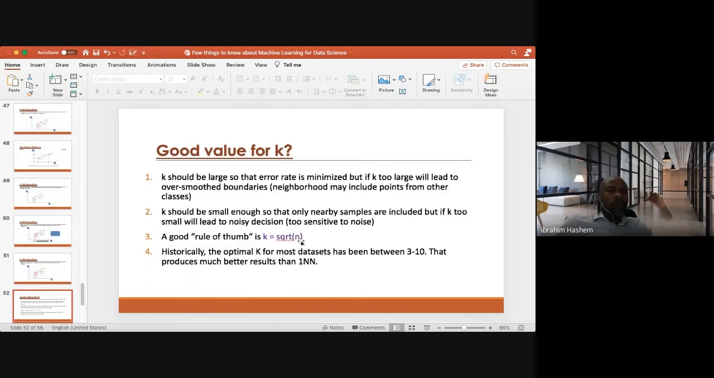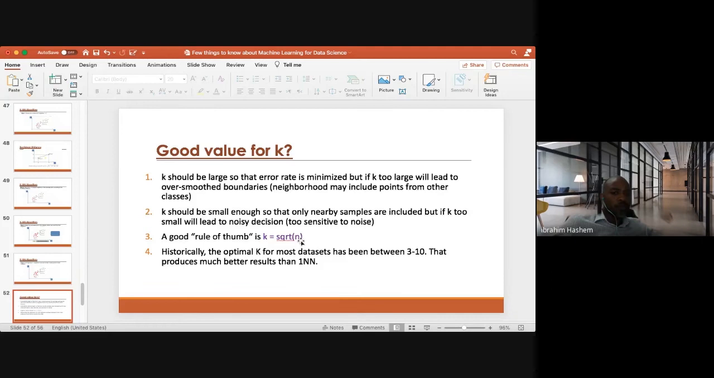So how do we choose the K? How do we decide on the K value? Because now we just randomly say 5 closest. The K should be large so that the error rate is minimized. But if the K is too large, it will lead to an over-smooth boundary. Also, the K should be small enough so that only nearby samples are included. But if the K is too small, it will lead to noisy decisions.